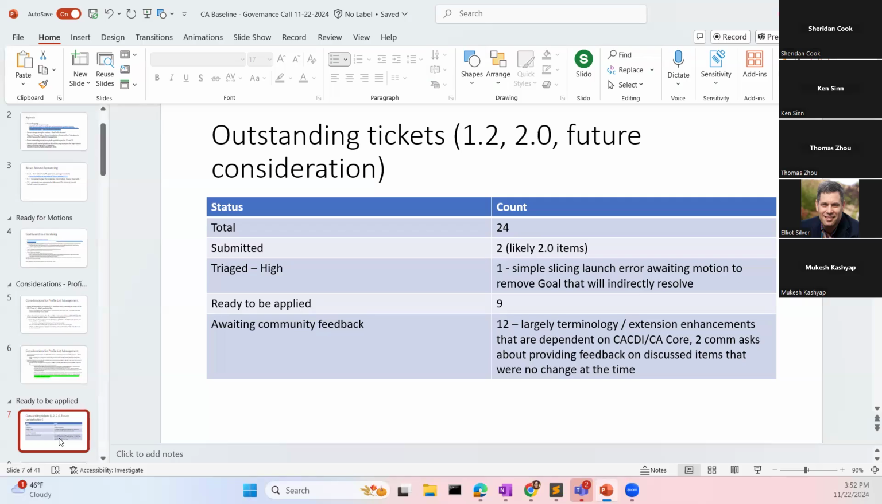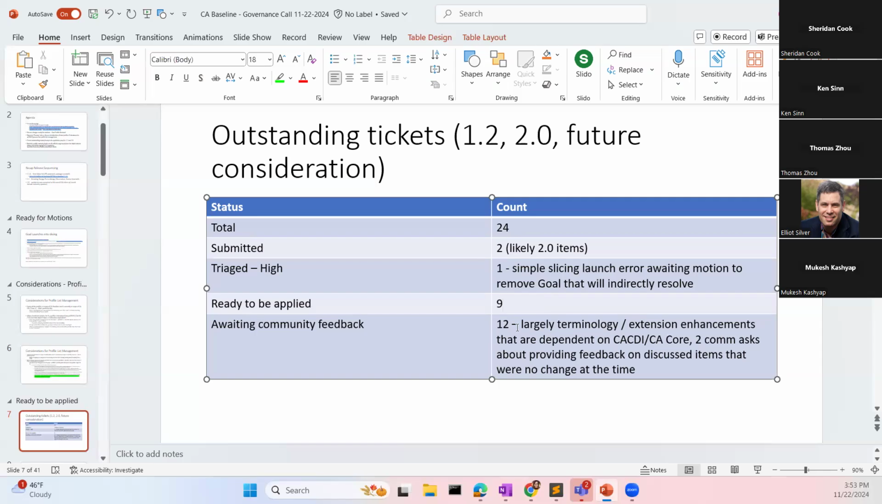Typically with our statuses, submitted is like, hey, this has come in, but we haven't dedicated any time on sessions to talk about it. Triaged are the things that we are directly talking about on calls. The one that made this category was the goal issue. Ready to be applied are things that we have motions on. These had decisions, or they were bug fixes, like, oh, correct this sentence which has a spelling error, which didn't necessarily need a motion. That might be a ready to be applied one. And then we've got this broader bucket called awaiting community feedback.